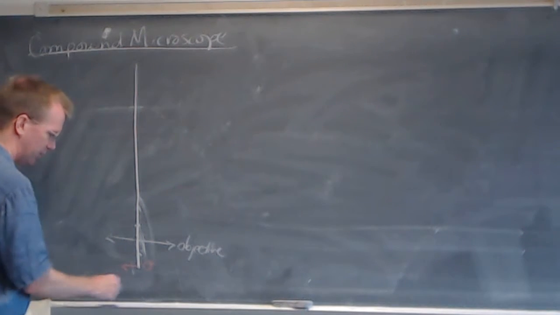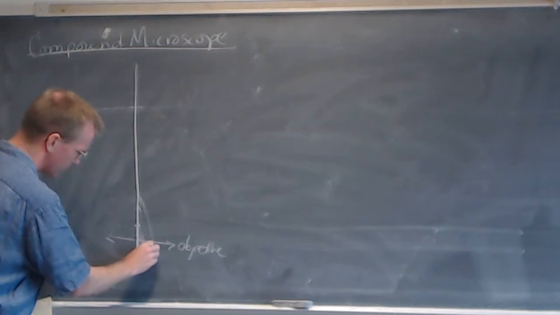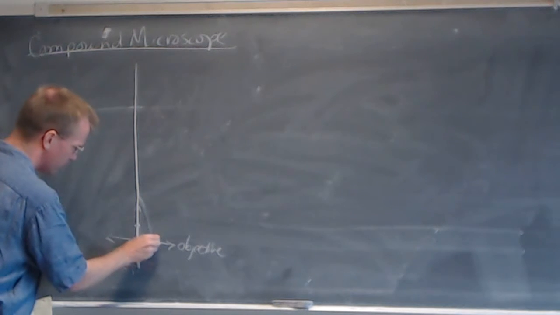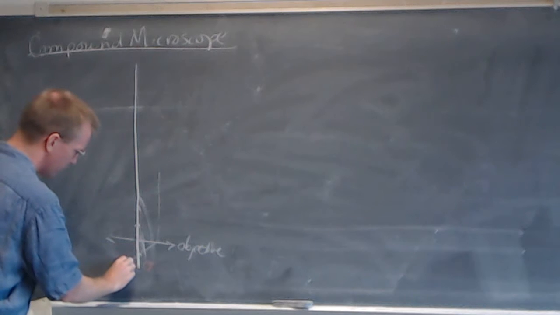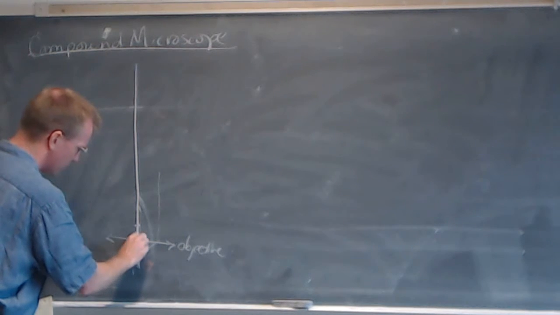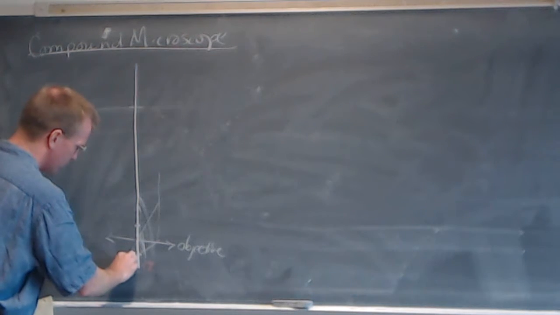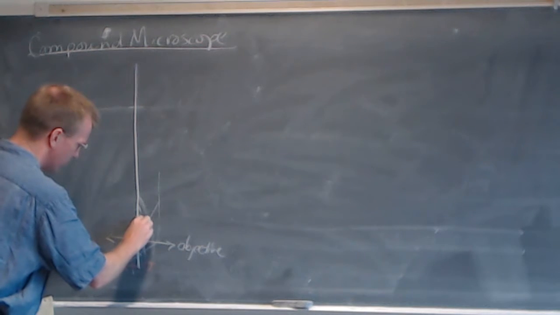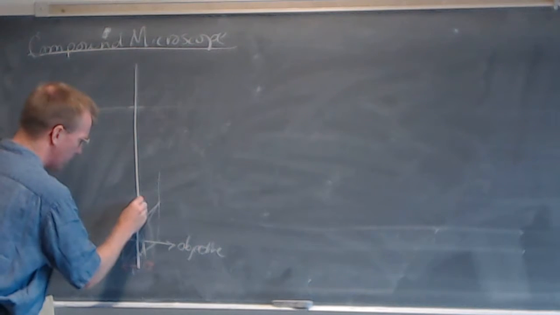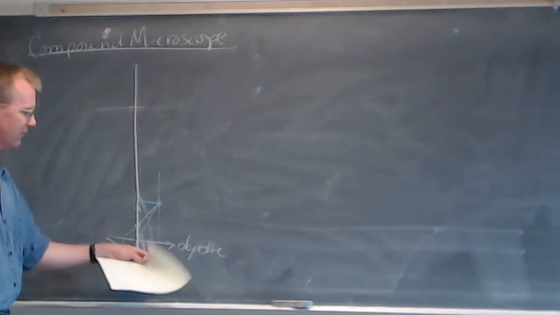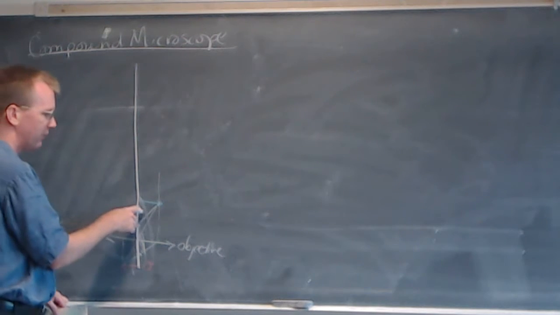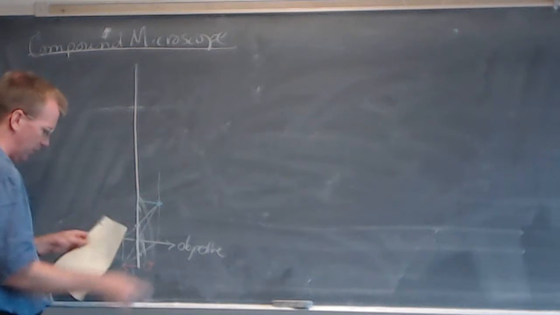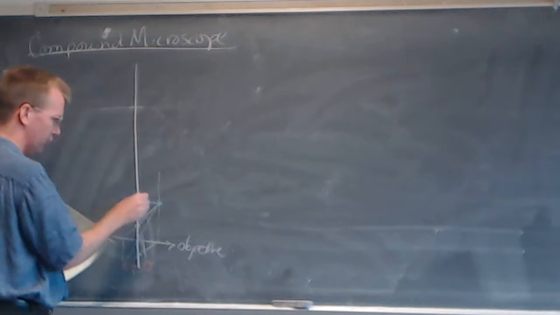Now, I'm not all that confident in my ray tracing here, but that's not bad. Okay. So the objective lens creates an inverted real image here.